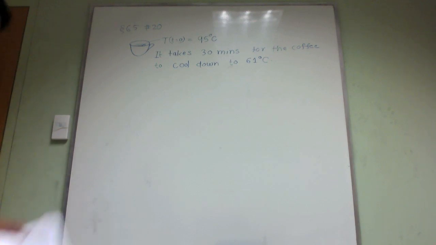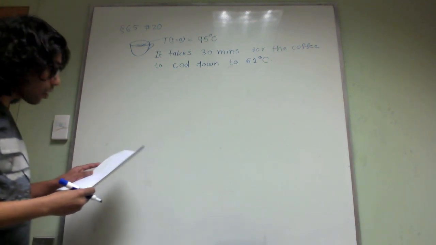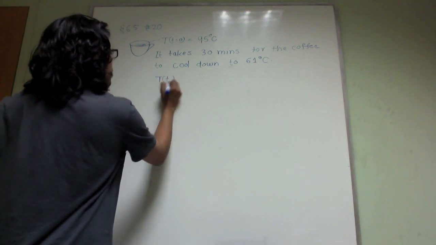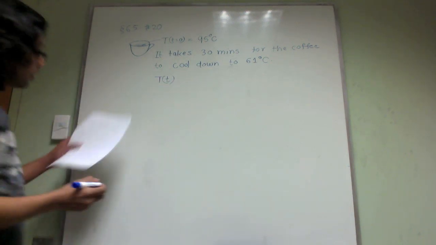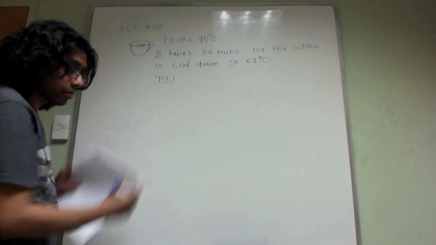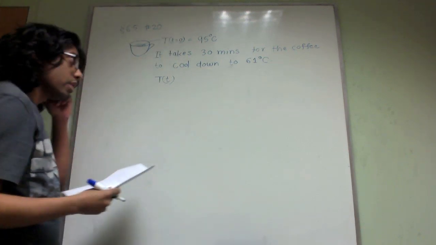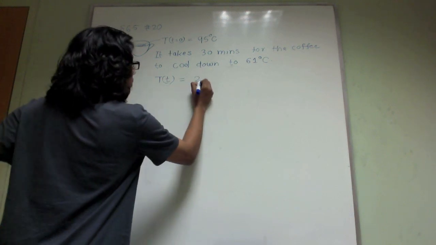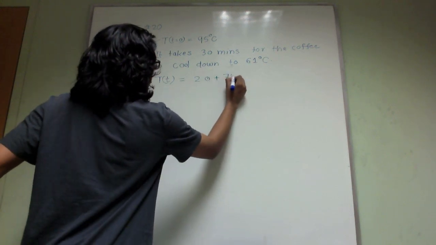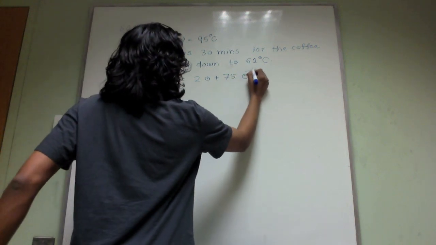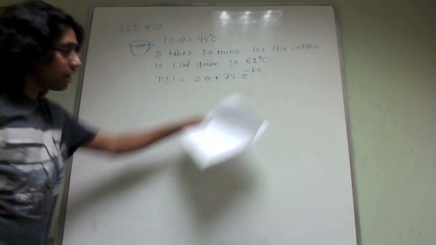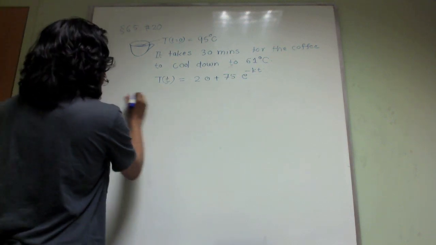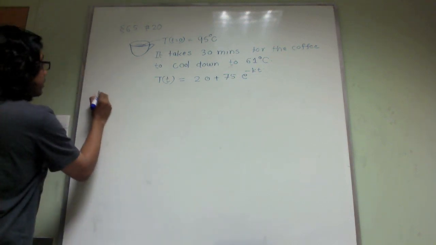Essentially, the problem is we have to find the equation for the temperature of the coffee for any time t from t equal to 0 onwards, and you have to prove that T(t) is equal to 20 plus 75 e to the power minus kt, where k is the constant of cooling in Newton's law of cooling. And Newton's law of cooling is like this.